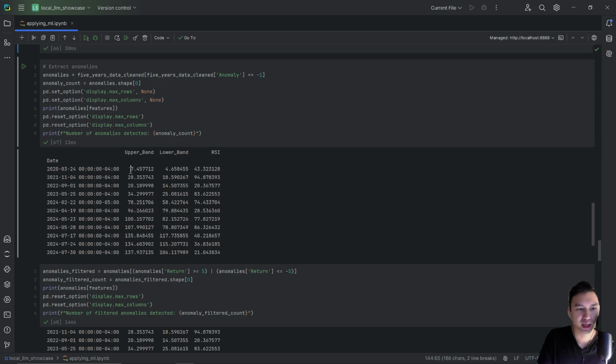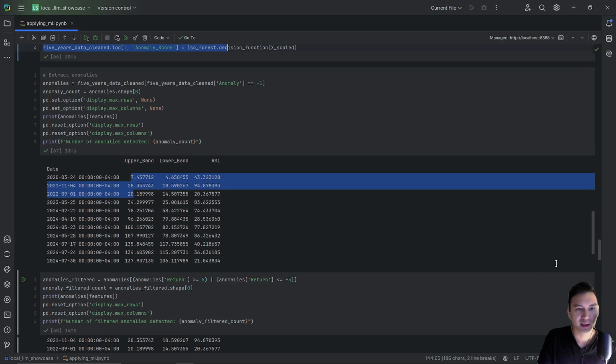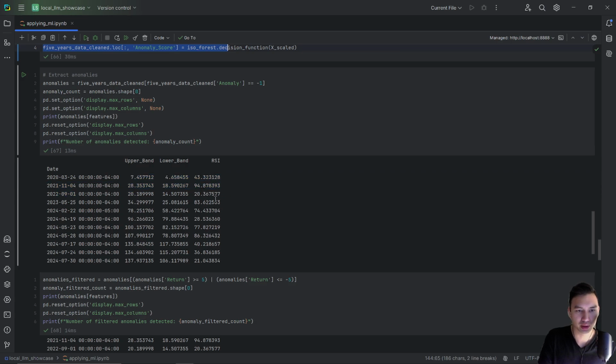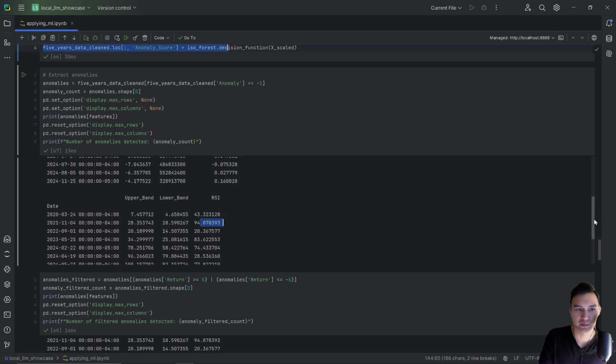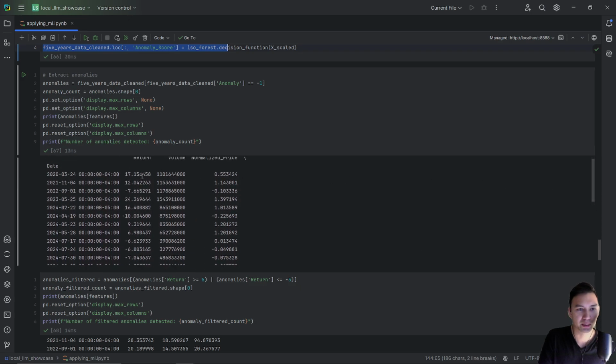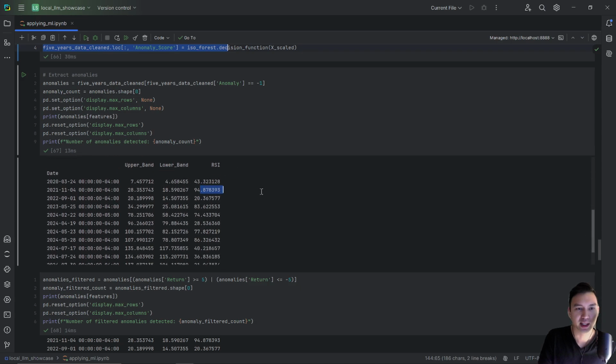But yeah, you could see the upper band and the lower band and the RSI. So most of the time when it's marked as an anomaly, it would be either a pretty high or a pretty low RSI. For example, this one is a moderate RSI, 43, but then look at the overbought situation. When it was up 12% in one day, it indicated overbought with an RSI of 94.